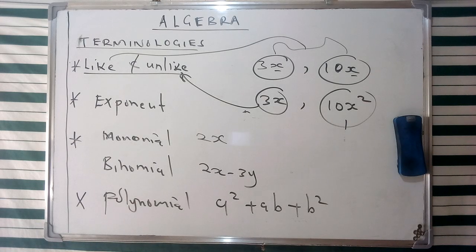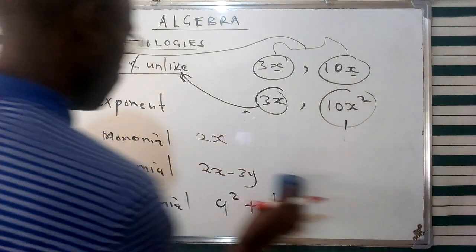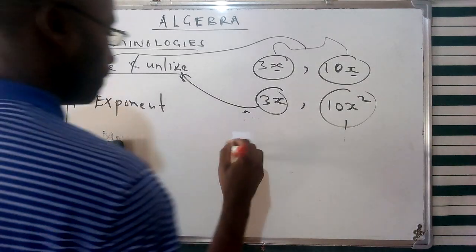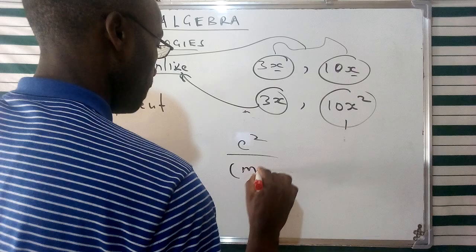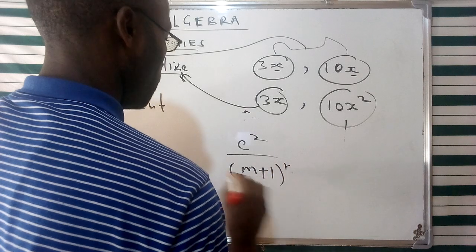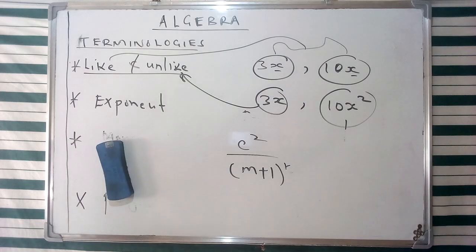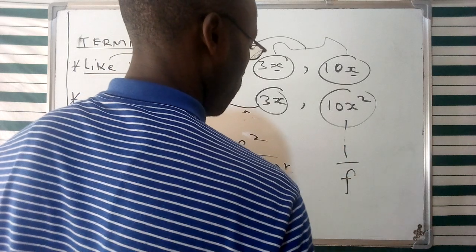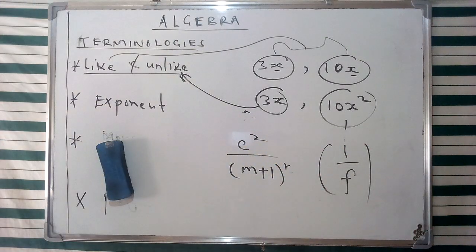In this particular case, we can also look at fractions. Algebraic expressions can be given in terms of fractions. So for instance, if I have the square of c over m plus 1, perhaps raised to power r, this gives a meaning of a particular relationship that exists between different variables or a particular phenomenon. Giving it as a fraction makes it a quotient of two algebraic expressions. Or for instance, I can give 1 over f. This is an algebraic fraction given in this specific format.